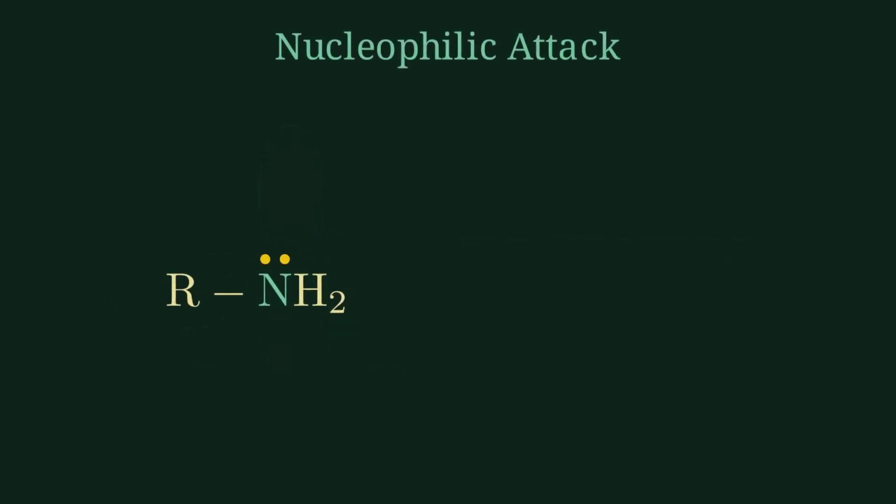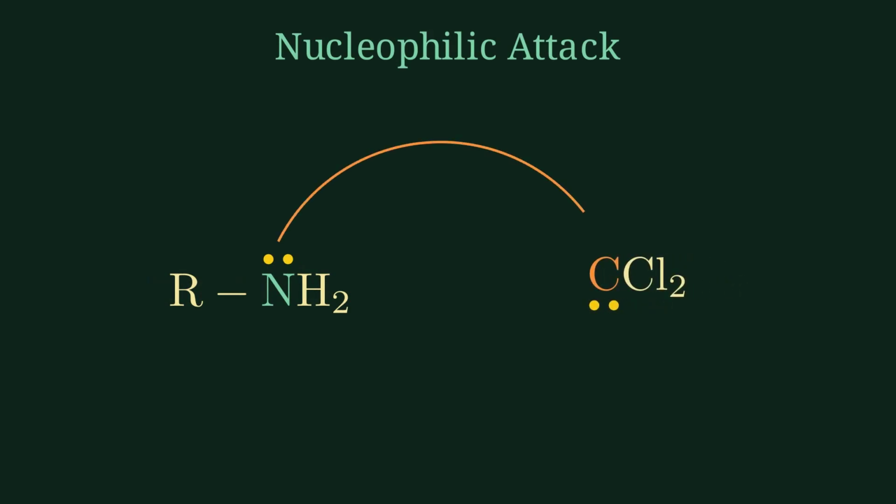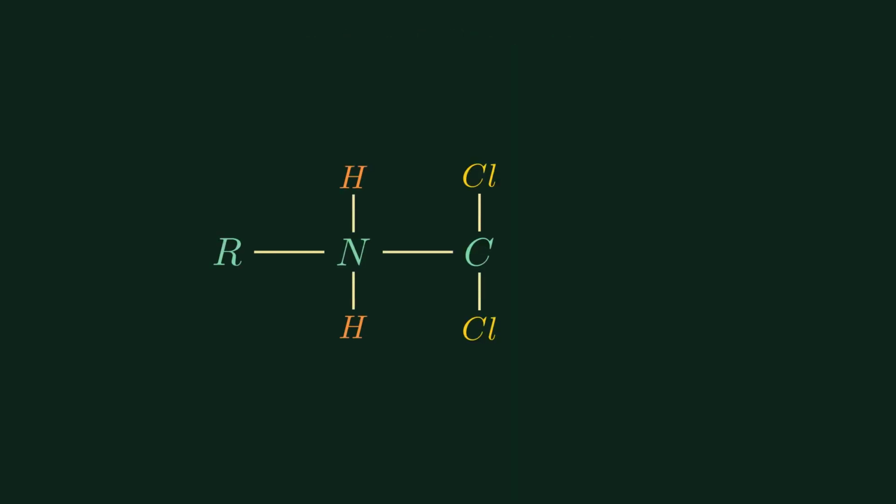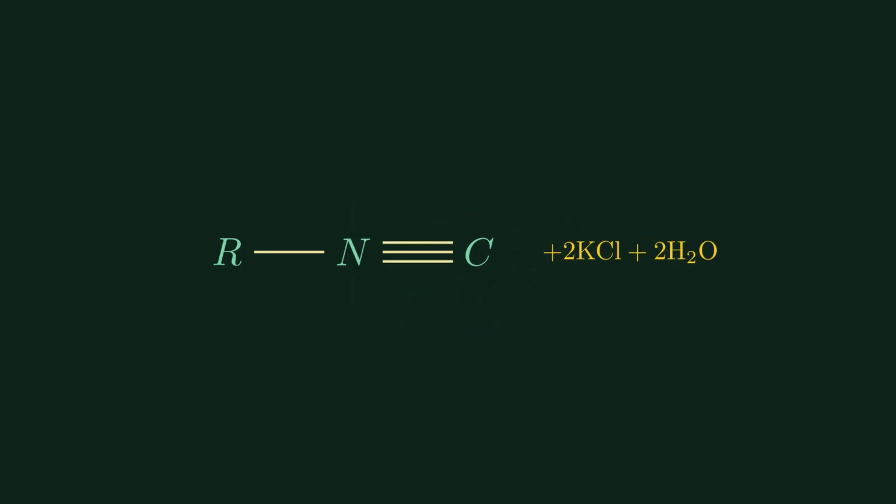Our primary amine, with its lone pair on the nitrogen, sees this electron-deficient carbene and attacks. Watch what happens to the structure. The nitrogen and carbon bond together, but the molecule is now messy and unstable. Through a series of proton shifts and the elimination of the remaining 2 chlorine atoms, thanks again to our base, the KOH, a triple bond forms between the nitrogen and the carbon.